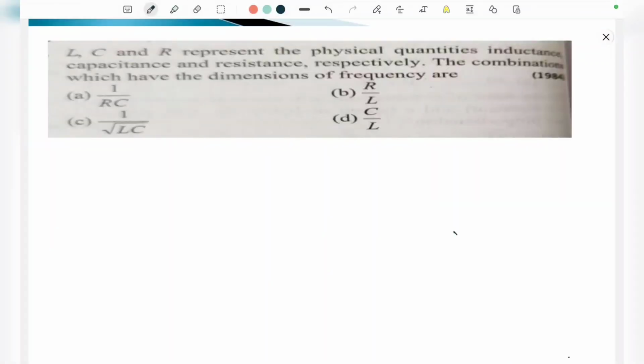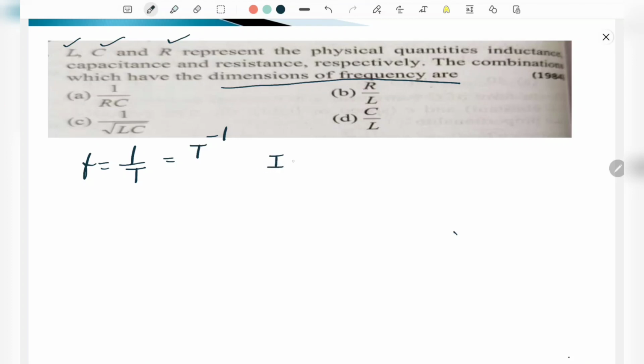In this problem, they have given the inductance, the capacitance and the resistance. They want to know which of the following quantities has the dimension of frequency. As we know that the frequency is 1 over time period, so it has the dimension T inverse. For the LR circuit, we know the equation for current I is equal to I0 e to the minus Rt by L. We will get to know about this when we study the LR and the CR circuits.